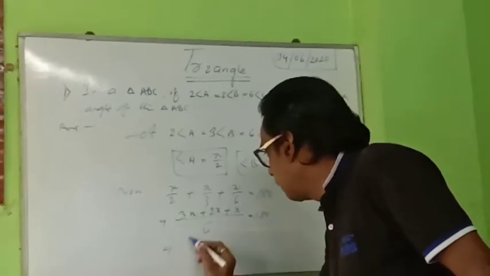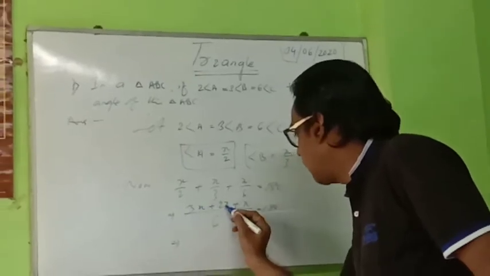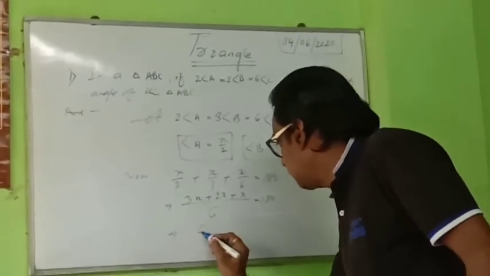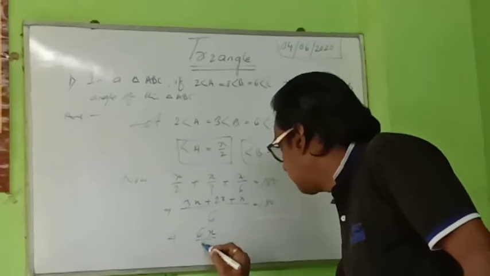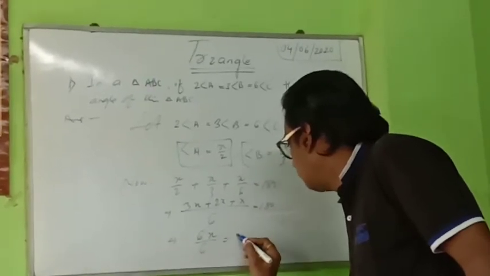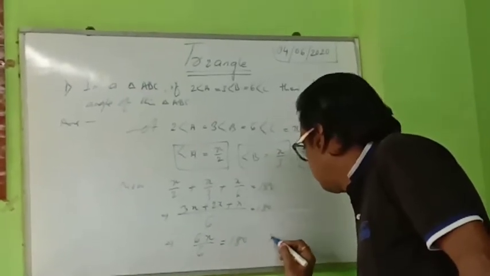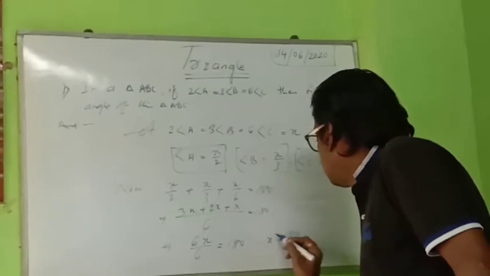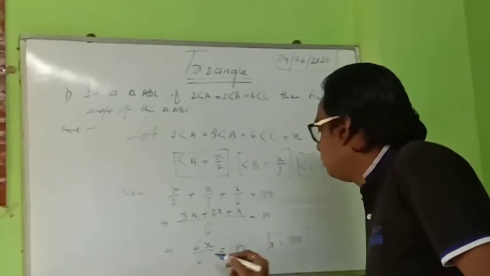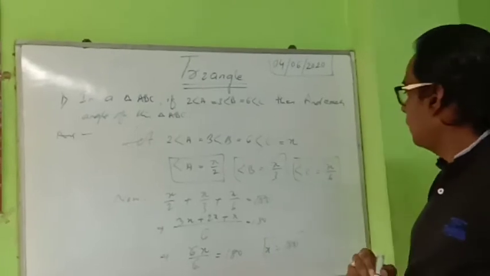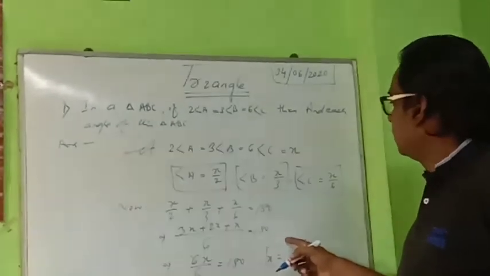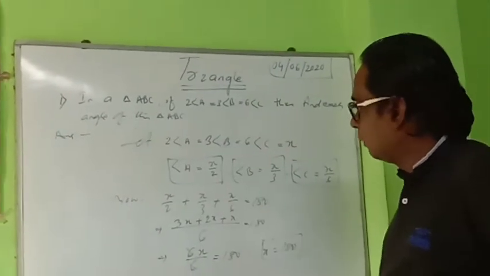Now, how many x are you getting? 3x plus 2x, 5x, plus x, 6x. 6x by 6 is equal to how much? 180. Therefore, x will be how much? 180. You are getting x as 180, because 6 will be cancelled out. After getting the value of x, then you can easily find the angles.